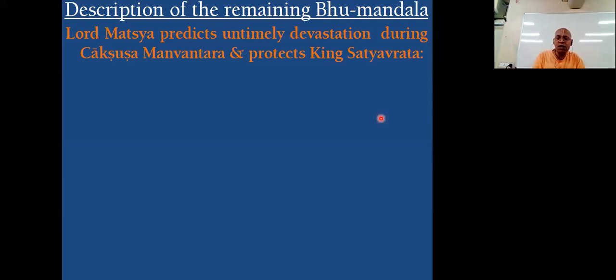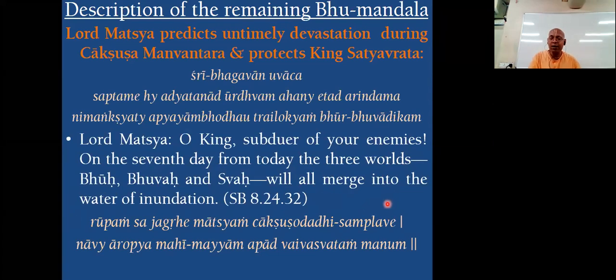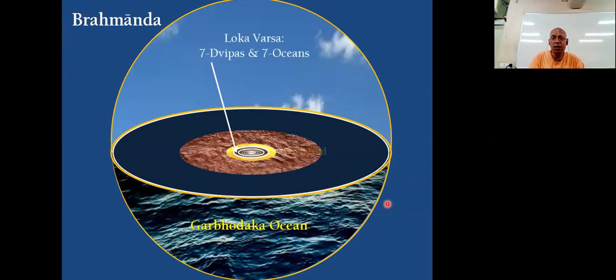There is another pastime mentioned in the 8th canto of Bhagavatam, wherein Lord Matsya appeared to his devotee, King Satyavrata. Lord Matsya told him, O King, subduer of your enemies, on the 7th day from today, the three worlds, Bhuloka, Bhuvarloka and Svargaloka, will all merge into the water of inundation. As Lord Matsya predicted, within 7 days, because of huge rains, the entire Bhumandala was inundated and submerged into Garbhodaka ocean. Then by the prayers of the Devatas and great sages, Lord Varaha appeared once again, lifted the entire Bhumandala, and brought it back to its original place.